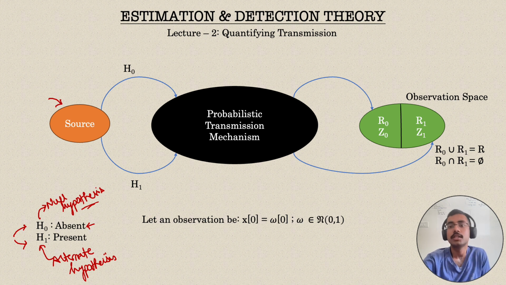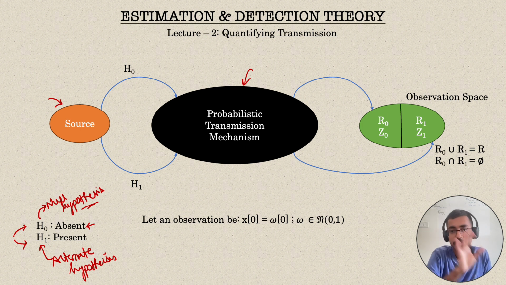So what happens? There is a source which produces either of the outputs. Either it does not produce anything, which is the null hypothesis, or it produces a signal, which we represent by the alternate hypothesis. Now there is a probabilistic transmission mechanism. It can be very simple and it can be very complex as well. In the simplistic case, there's a probability of 0.5 that the signal goes through, and a 0.5 chance the signal does not go through.